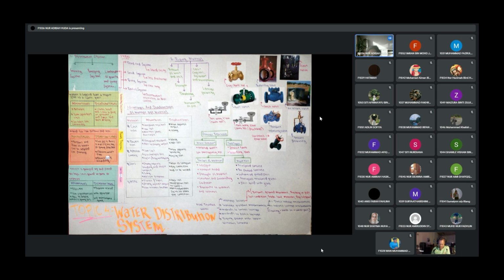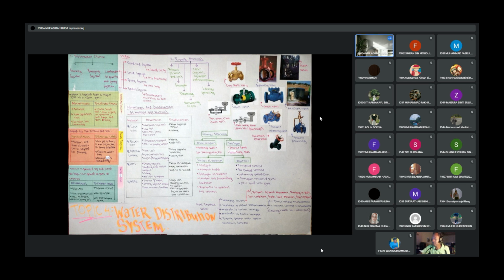Lepas tu dia ada type untuk piping material. Seterusnya storage reservoirs. Dia ada main function to store water for emergency use. Lepas tu dia ada 2 type, service tank and balancing tanks. Lepas tu dia ada factor of material like lifespan, volume need, strength of material, location of surrounding condition and resistant to internal and external.